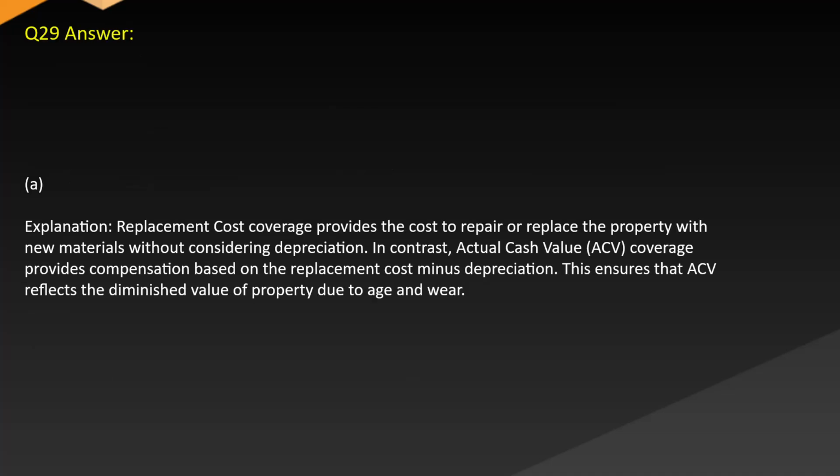Answer A. Explanation. Replacement cost coverage provides the cost to repair or replace the property with new materials without considering depreciation. In contrast, actual cash value (ACV) coverage provides compensation based on the replacement cost minus depreciation. This ensures that ACV reflects the diminished value of property due to age and wear.